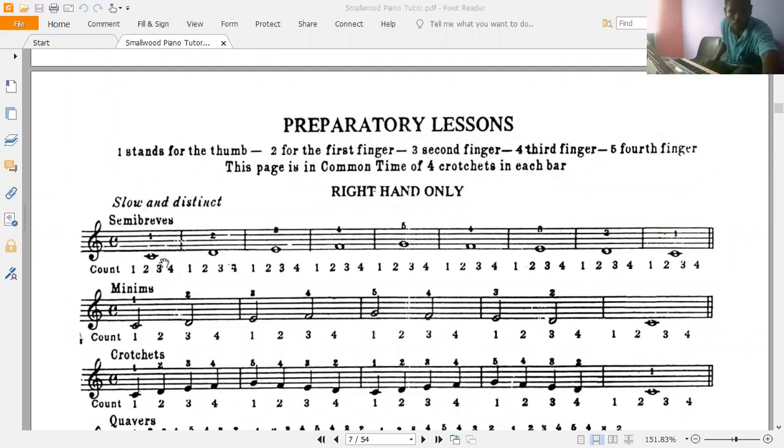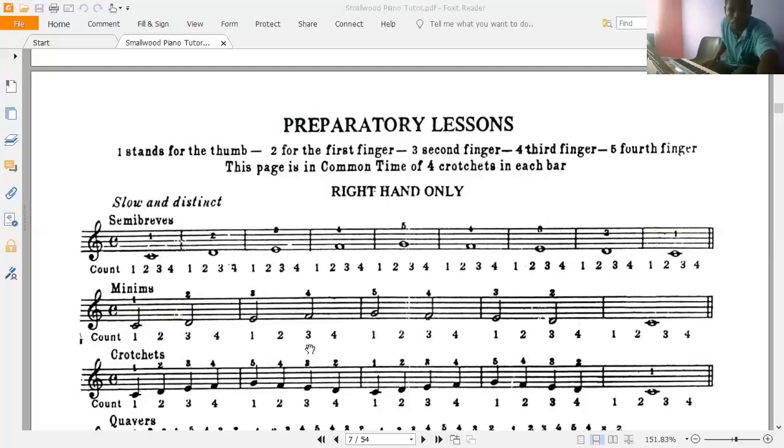Now, this is a treble staff. So we have E, G, B, D, F, and the ledger line here is C. So we're going to start on this C. We're going to play on C the whole note. Every time we play, we count 4. We have 1, 2, 3, 4 counts. And the 4 counts will make what we call the semibreve, or the whole note.